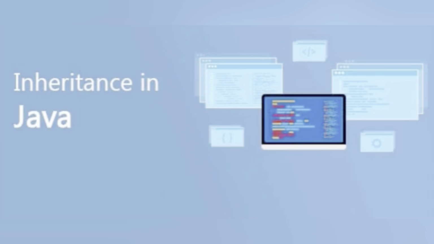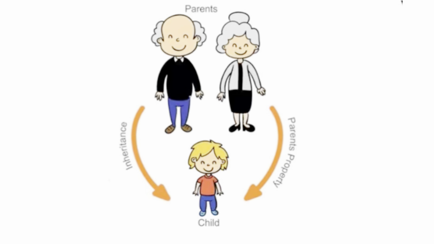Inheritance is an important pillar of OOPS concept. It is the mechanism in Java by which one class is allowed to inherit the features of another class. We are achieving inheritance by using extends keyword. It has some important terminologies.